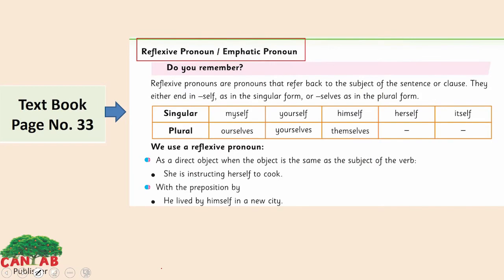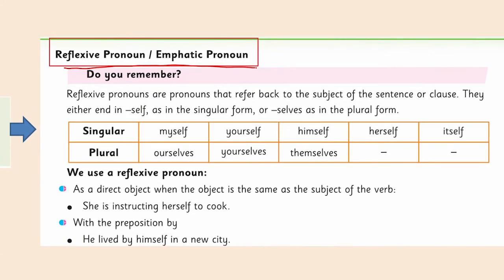Now look at here the reflexive pronouns and emphatic pronouns. What are they? Reflexive pronouns are pronouns that refer back to the subject of the sentence or clause. A clause is a simple sentence with subject, verb and object.